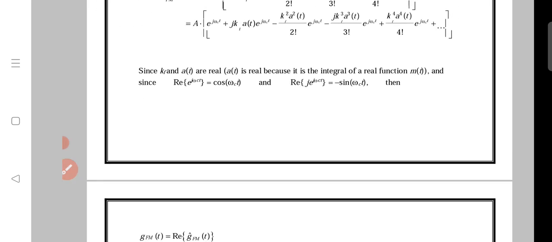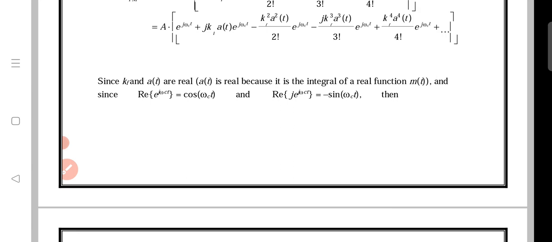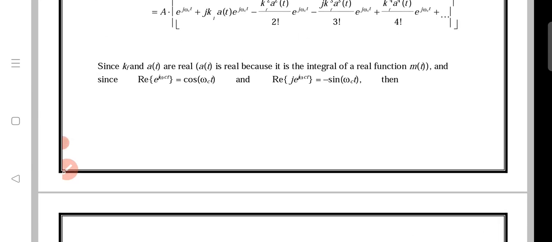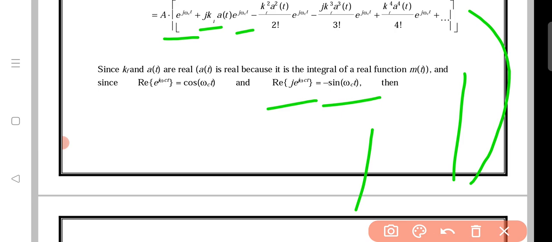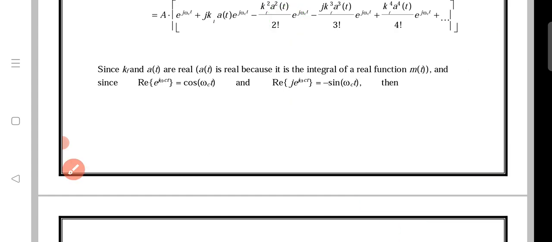So by comparing these two relations, observe that the real part of e power j omega ct is cos omega ct, and where j is present with e power j omega ct, we consider only sin terms. Here we treat it as cos, but here we treat it as sin. You just remember that.